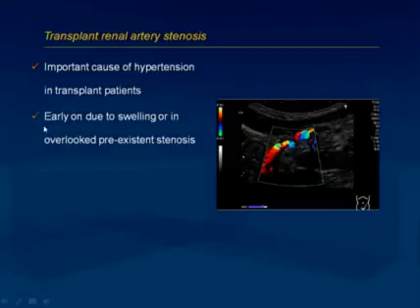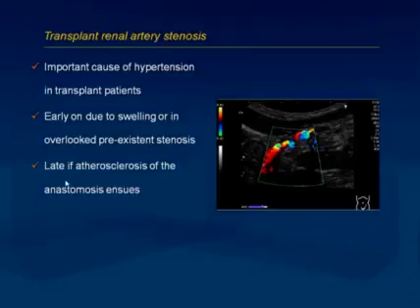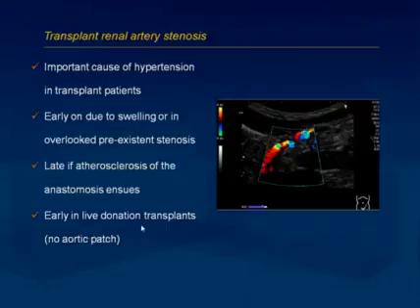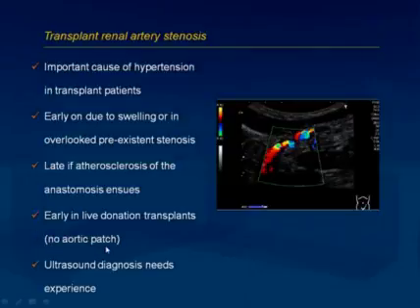There are mainly two forms. One is early on due to swelling of the arterial anastomosis, or if there is a pre-existent stenosis that has been overlooked in cadaveric donation or overlooked on the MR scan in live donation. There is the second variant of late transplant renal artery stenosis, and that is largely due to atherosclerosis of the anastomosis. The transplant renal artery stenosis can occur early on in live donation transplants. That is basically because there is no aortic patch.